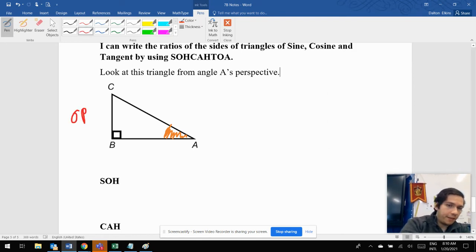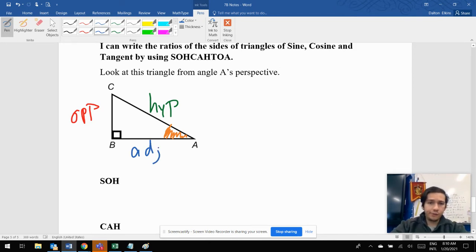This side will be the opposite side. It's directly across from the angle. This side is the hypotenuse. It's directly across from the right angle. And that leaves us the adjacent side, which is right next to the angle, but not the hypotenuse.